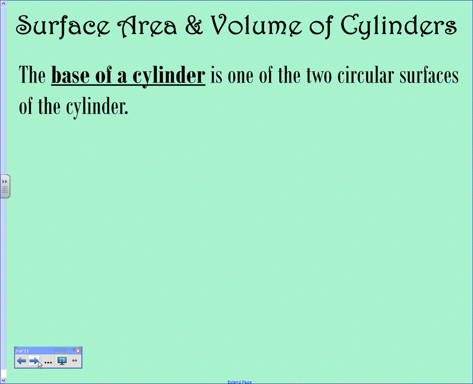So first we're going to look at a little bit of vocabulary. What is the base of a cylinder? One of the two circular surfaces. The base is always going to be one of the two circular surfaces.